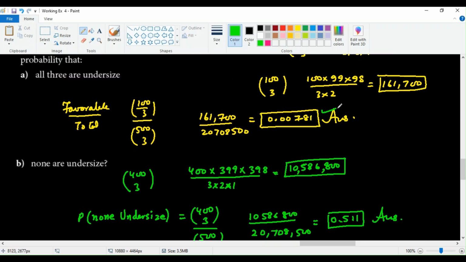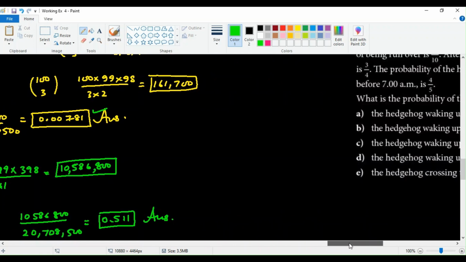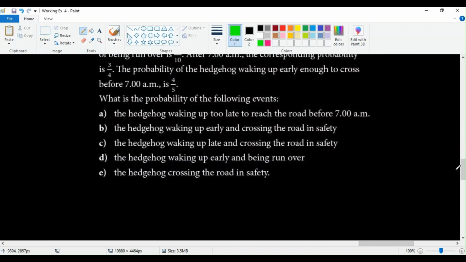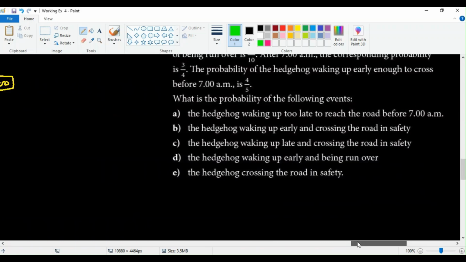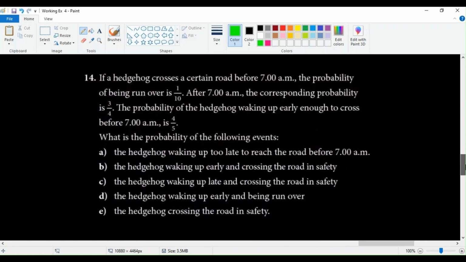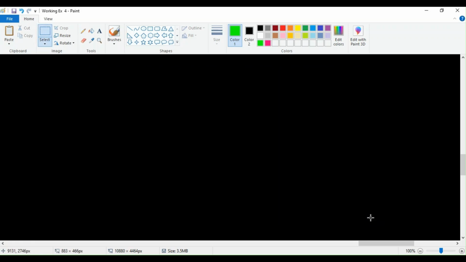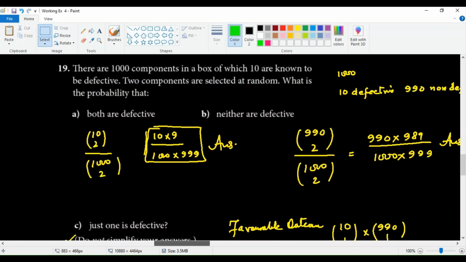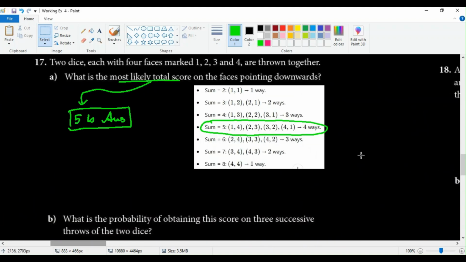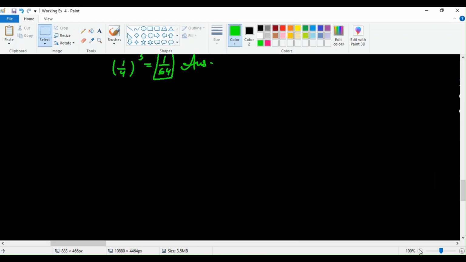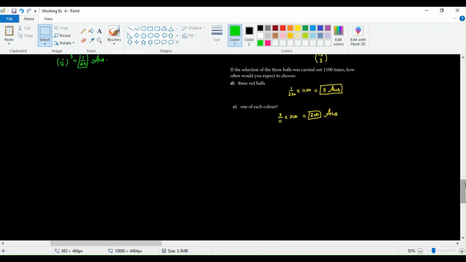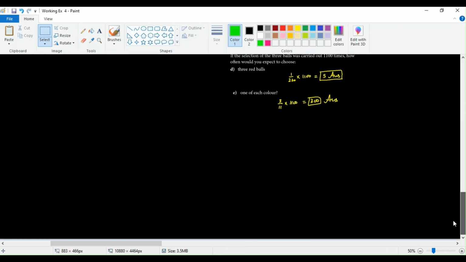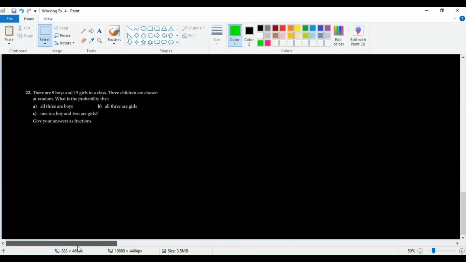Moving on to question number 22, which is the last question of this exercise. This exercise was long because every question has many parts in it. This is not the one. Question number 22 is going to be somewhere here. Yes, I found it.